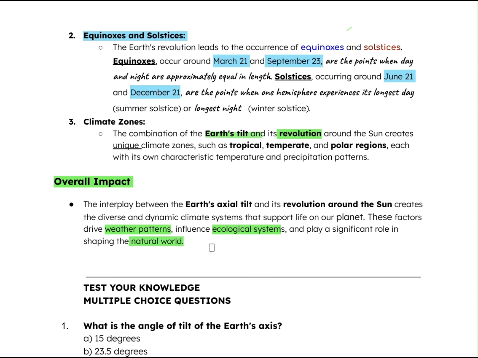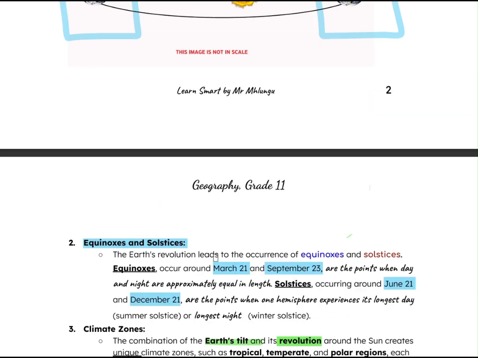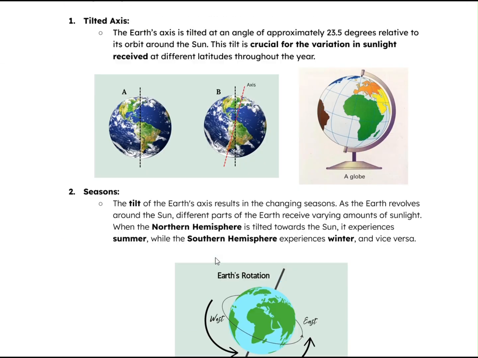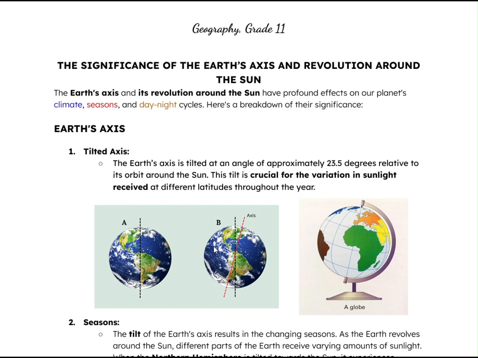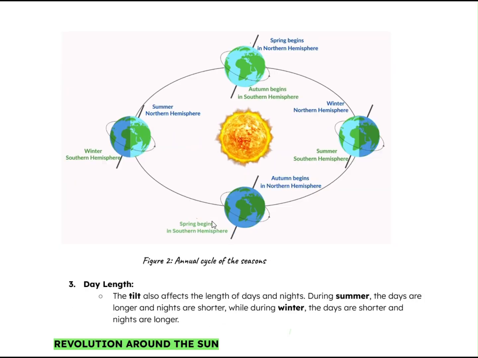Now, this is basically the repetition of what we've just said, ukuthi-ke indlela umhlaba ome ngayo kanye noku-rotator wawo, revolutionizer around the sun, it basically influences our weather patterns, ecological system, natural world as well. So basically, we're saying some other places are cold, some other places are hot. So that's the understanding, which is caused by all these things that we've just talked about. Earth's axis and its revolution.